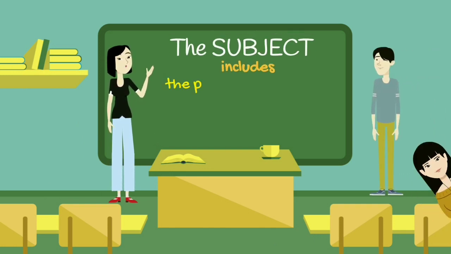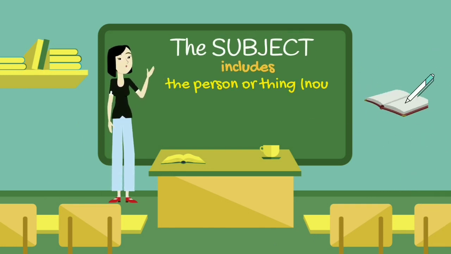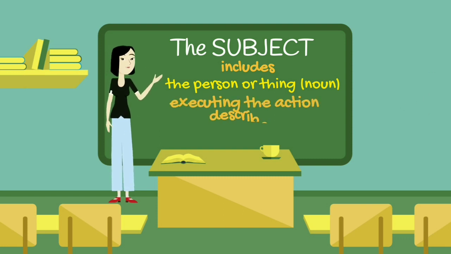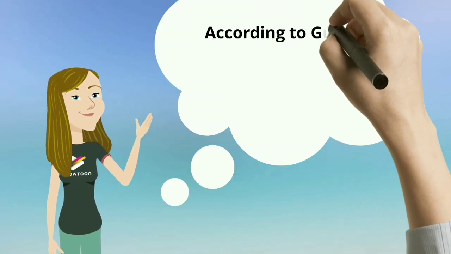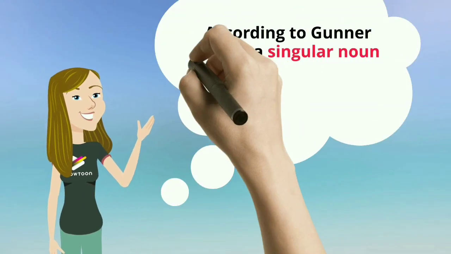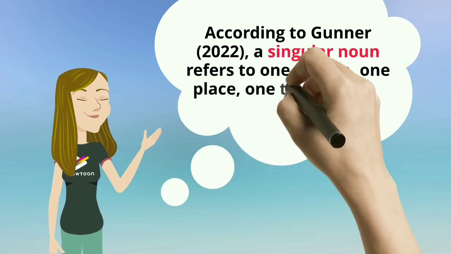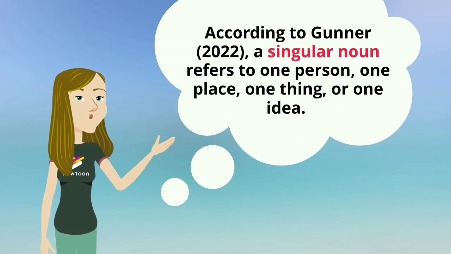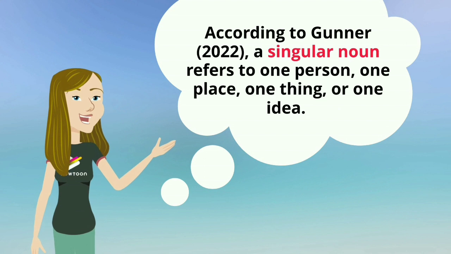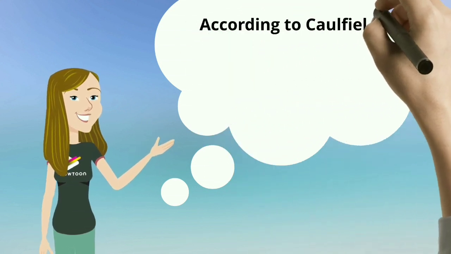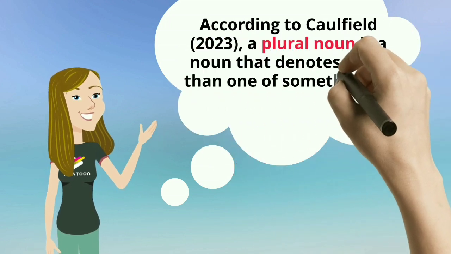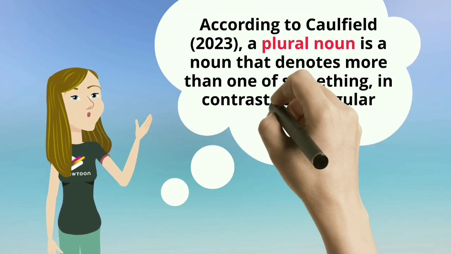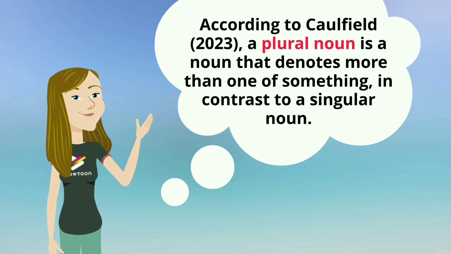The subject includes the person or thing, also known as noun, executing the action described in the sentence. According to Gunner 2022, a singular noun refers to one person, one place, one thing, or one idea. And according to Caulfield 2023, a plural noun is a noun that denotes more than one of something, in contrast to a singular noun.